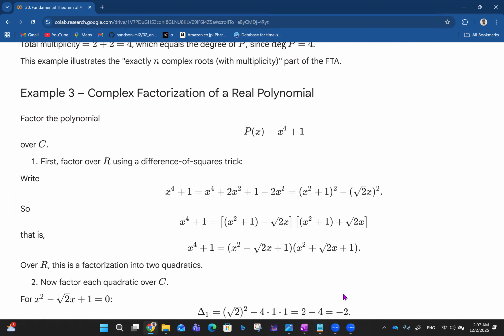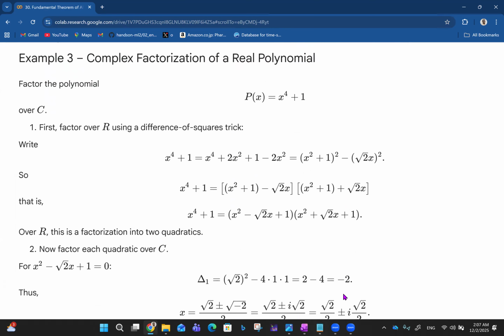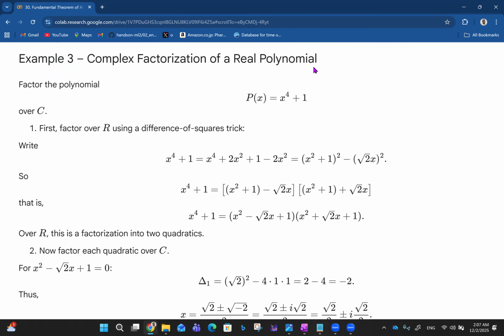So if you look at example 3 now, complex factorization of a real polynomial. Factor the polynomial p of x equals x raised to the power 4 plus 1 over C. So over complex now, even if you don't get real roots. So first, factor over R using a difference of squares trick.